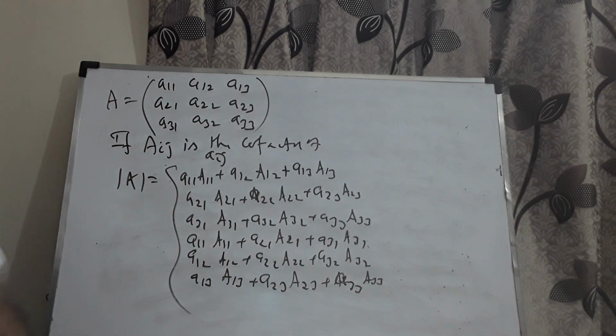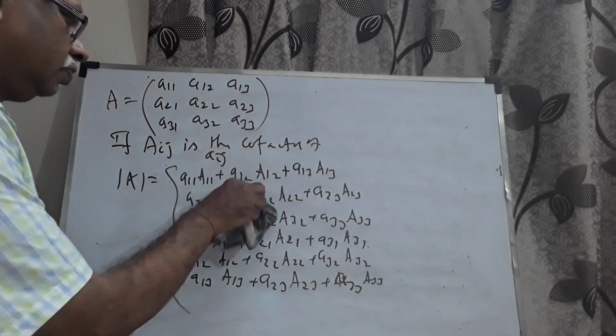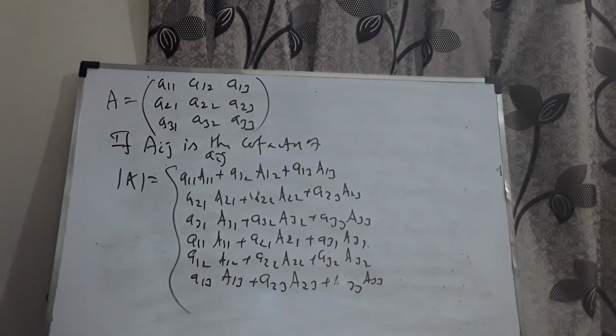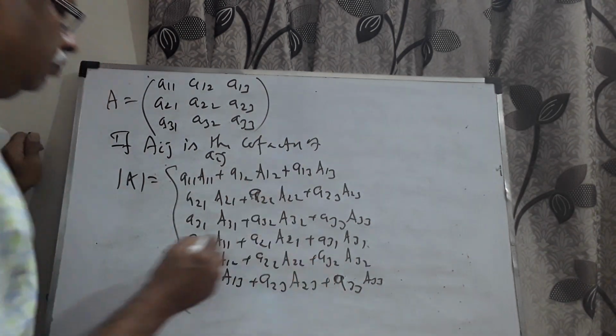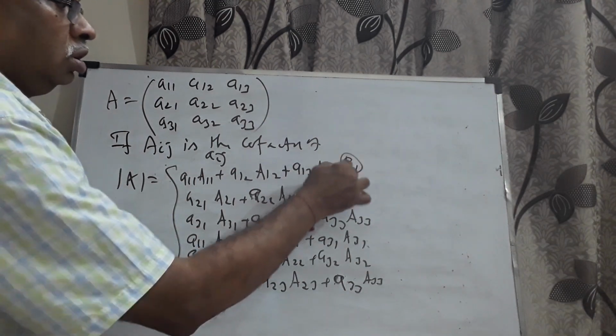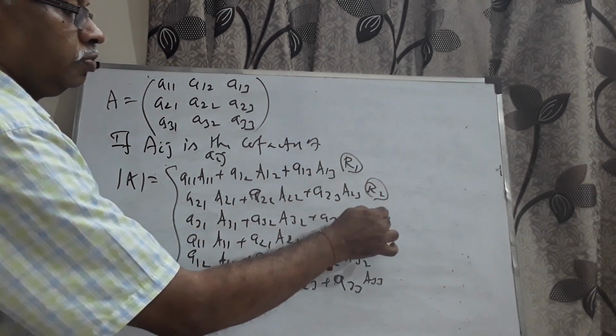In these 2 cases, they are small letters. By mistake, I wrote capital initially. Therefore, small a to small a. This is with respect to row 1. This is with respect to row 2. This is with respect to row 3.